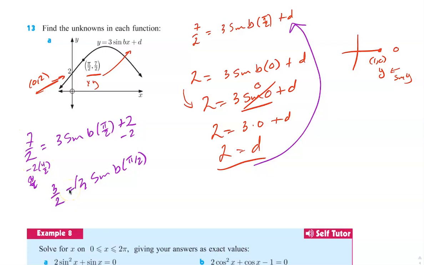Now let's get rid of that 3 there. So multiply by 1/3 on both sides. Those cancel out, and you get 1/2 equals sine of pi over 2 b. Remember the way we solve this? You just ignore this till the end and just figure out where sine equals 1/2.